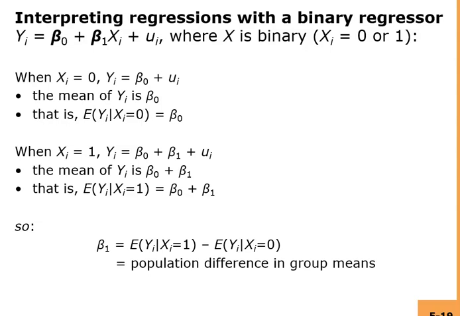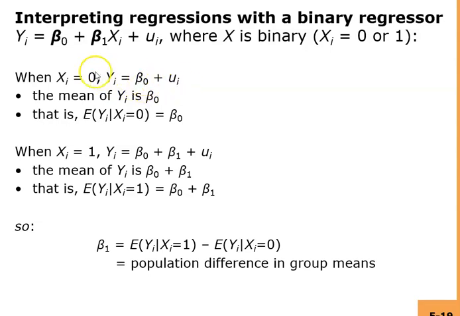So obviously, what does high or low student-teacher ratio mean? We will have to come up with a cutoff for what low student-teacher ratio is and what high student-teacher ratio is. For example, let's suppose we use the cutoff of 20. So anything below 20 means low student-teacher ratio, and anything more than 20 means high student-teacher ratio. If that is the case, then when x is equal to 0, meaning when we have higher student-teacher ratio, our estimated equation becomes y_i equals beta naught plus u_i.